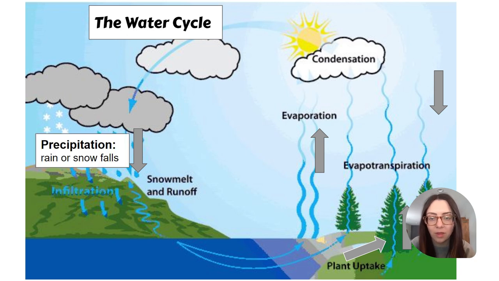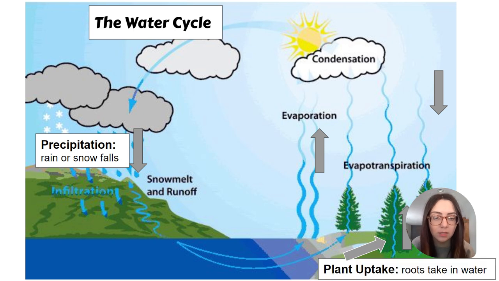And to start with here, of course, we have precipitation, which is just like rainfall and snowfall. Okay, water moves from the atmosphere to the earth. Sometimes it gets taken up by plants, and other times it is going to be stored in a lake or a river or a pond. But here's plant uptake. So the roots of plants take in the water.